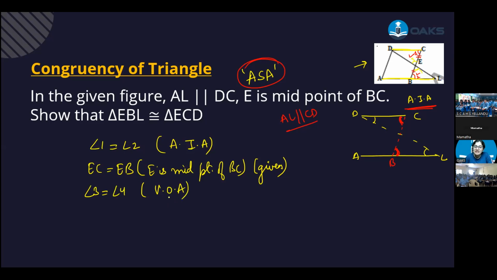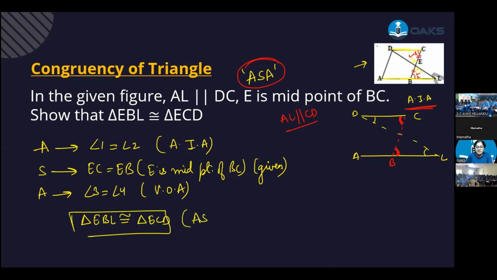So can we say that these two triangles are congruent? Yes, because we have found one angle, the included side, and the other angle. So we can say that triangle EBL is congruent to triangle ECD by the angle side angle congruency criterion. Right? You understand, everyone?